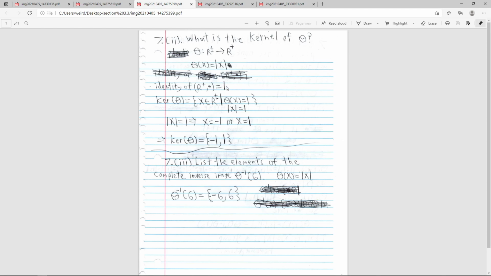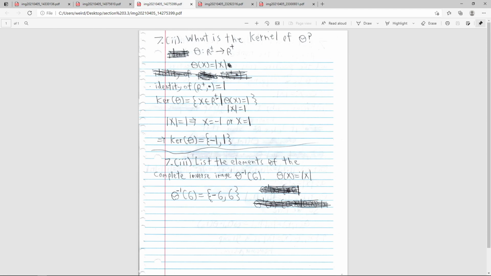Because that's the identity, it's equal to the identity where it's the kernel. So the absolute value of x equals 1 implies that x equals negative 1 or x equals 1, so the kernel of zeta equals {negative 1, 1}. Instead of just negative 1, it includes negative 1 and 1.